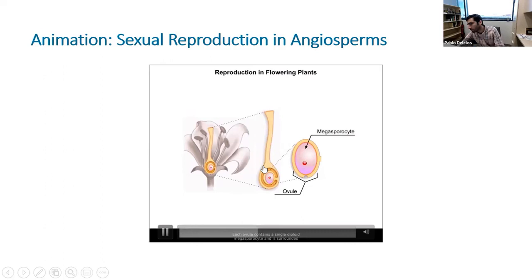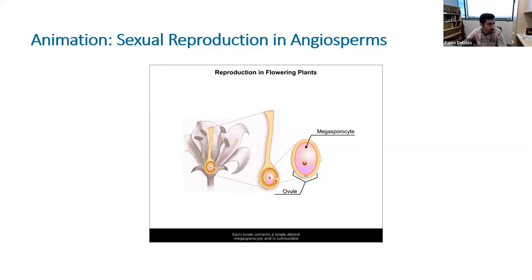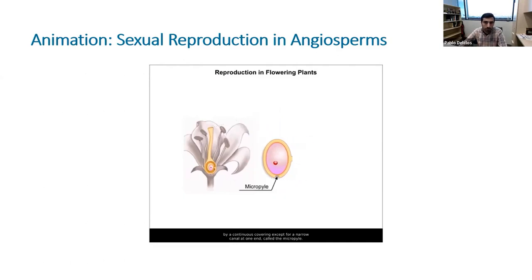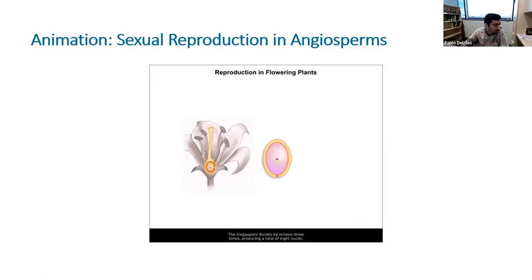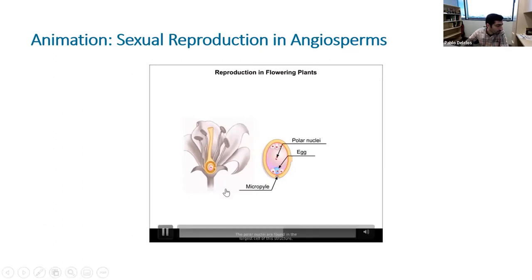Each ovule contains a single diploid megasporocyte and is surrounded by a continuous covering, except for a narrow canal at one end called the micropyle. The megasporocyte undergoes meiosis to produce 4 haploid megaspores. 3 of the megaspores degenerate, leaving a single functional megaspore in each ovule. The megaspore divides by mitosis 3 times, producing a total of 8 nuclei, which segregate to form 7 cells. The most important elements of the female gametophyte are the egg, located at the micropyle, and the 2 polar nuclei. The polar nuclei are found in the largest cell of this structure, at the center of the female gametophyte.